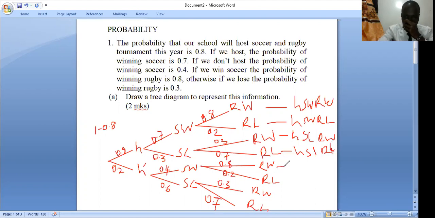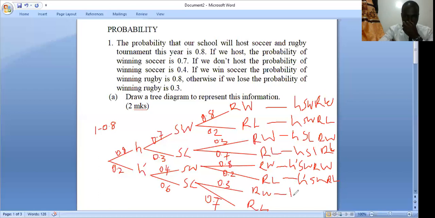In this case, again, we don't host, we are going to an away game, but we win soccer and rugby still. We are Giants, we are Barcelona. In this case, we don't host, but we still win soccer, though at the end we lose rugby. We lost.